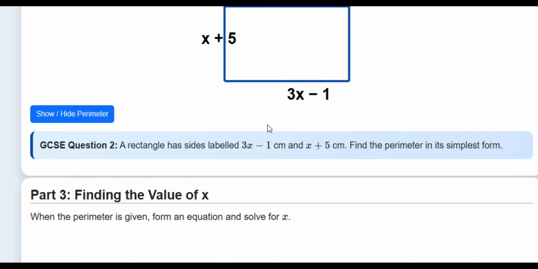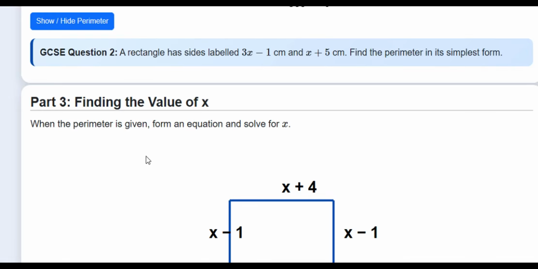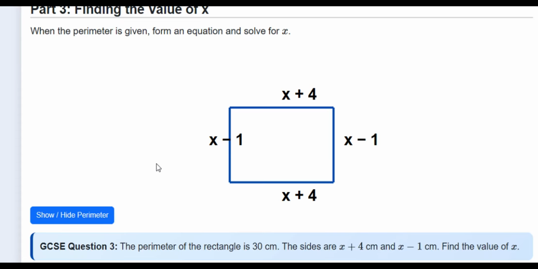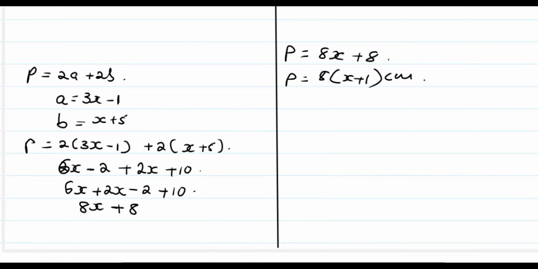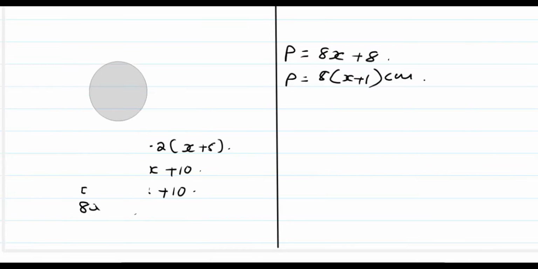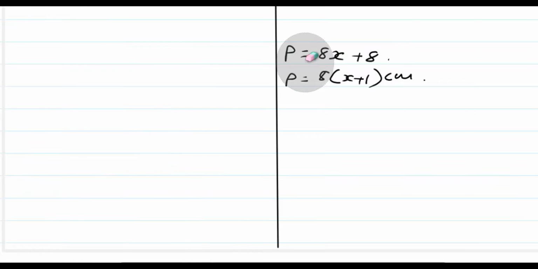How about if you are asked to find the perimeter in a certain given form, and then of course you are given the perimeter, and you are asked to find the side, maybe the length, and then we go and find the value of x or another value. Like in this case here, you are told the perimeter of a rectangle is 30 centimeters, then the sides are x plus 4 and x minus 1, then find the value of x. But first of all, let me delete this board so that I can have a clear place to write the question.